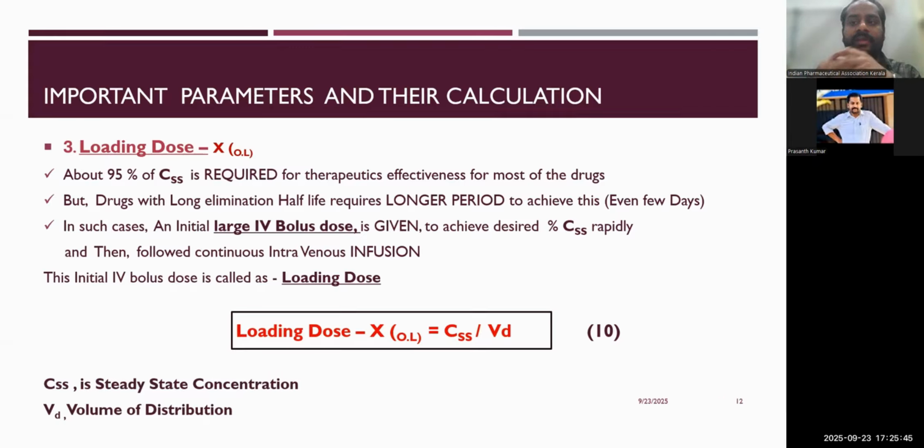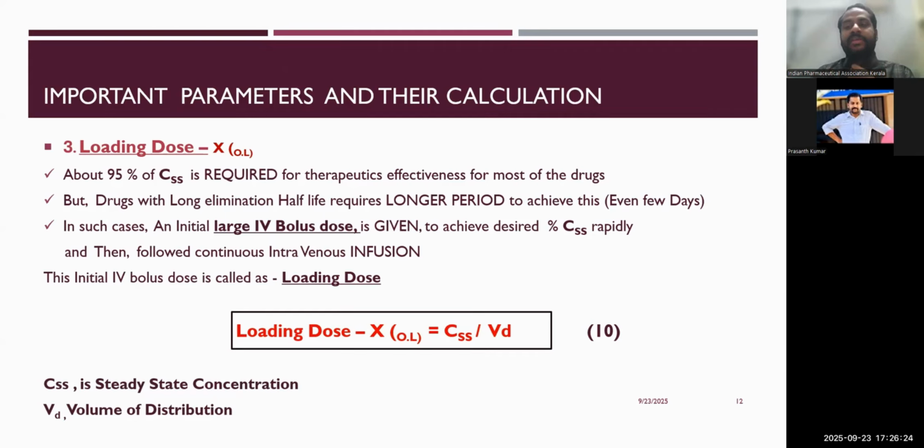But in real cases, we can see that certain drugs that have a long elimination half-life usually require 5 times the half-life of the drug to reach 95% of the CSS. For a drug having a long half-life, it will take even a long period, even days, to reach the steady state. So that will result in a failure of therapeutic effectiveness, or subtherapeutic cases.